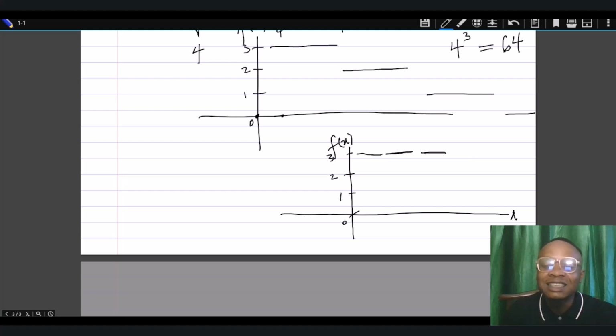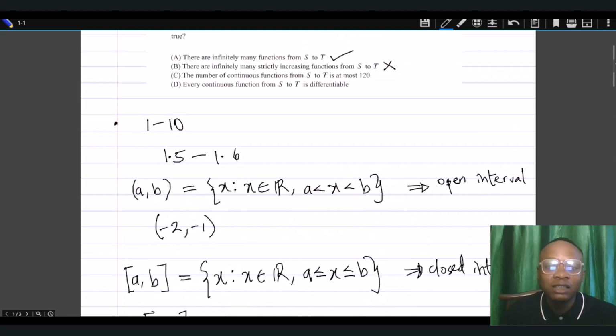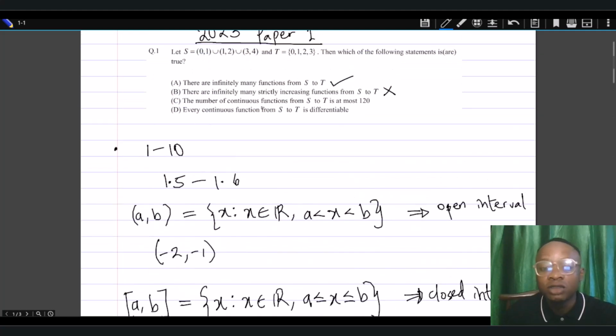So that is the idea. And now look at the option. The option says the number of continuous functions from S to T is at most 120. Think about that now. We just said the highest number of continuous functions that we can have that go from S to T is 64. And this statement says at most 120. Can we say 64 is at most 120? Can we say it satisfies the condition of at most 120?